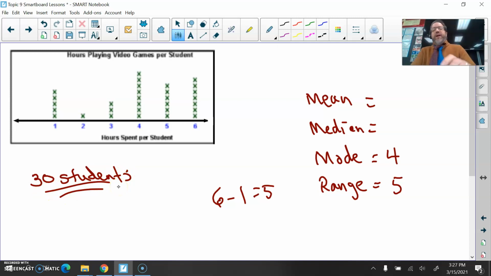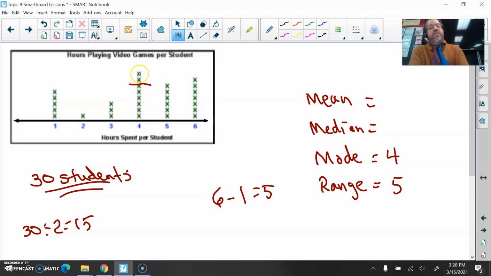And now, to find the median, again, I have an even number of numbers in this data set. So let's cut that in half. 30 divided by 2 is 15. So if I want to find the median, I want 15 below and 15 above. So let's count 15 from the low end. 1, 2, 3, 4, 5, 6, 7, 8, 9, 10, 11, 12, 13, 14, 15. Ends up being in this stack of 4 hours.